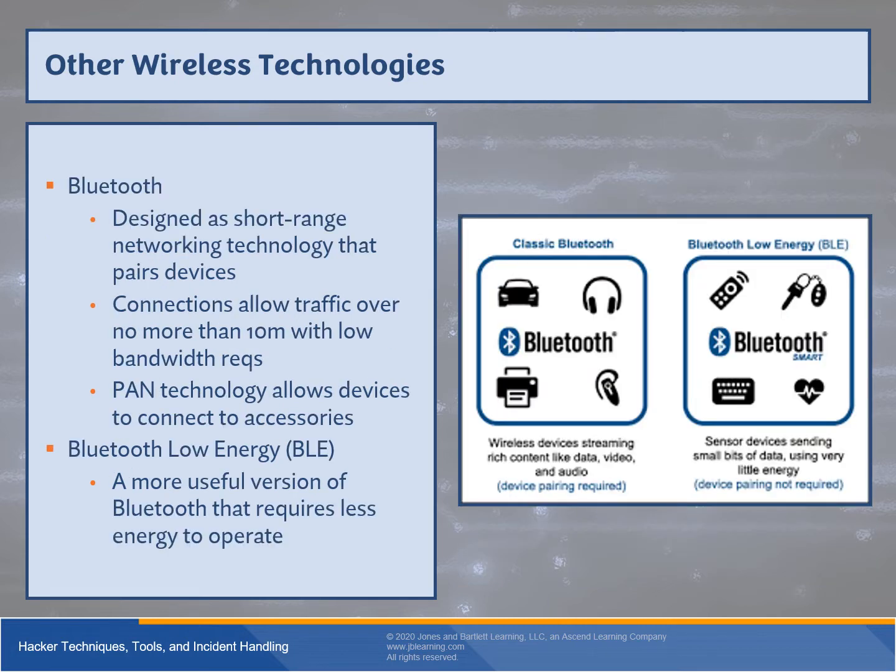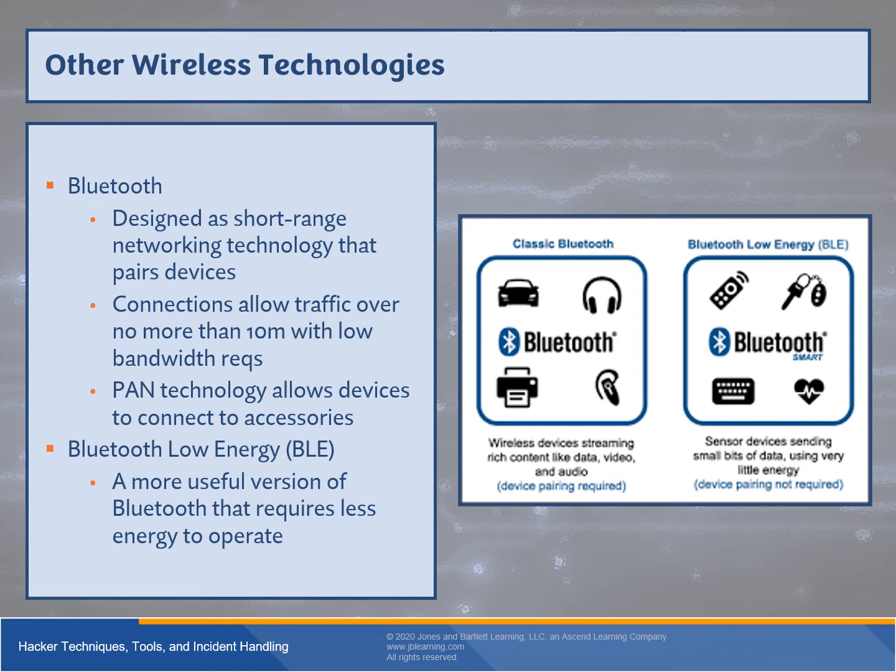Bluetooth, we're going to talk a lot about Bluetooth. It's a short-range networking technology that pairs devices. And we got a couple of different form factors for that. We're going to break it into two for the most part. Connections allow traffic over no more than 10 meters with low bandwidth requirements, so it's pretty easy to be able to send information to and from. It is what's called a PAN, a personal area network. This is tech that allows devices to connect to things like accessories.